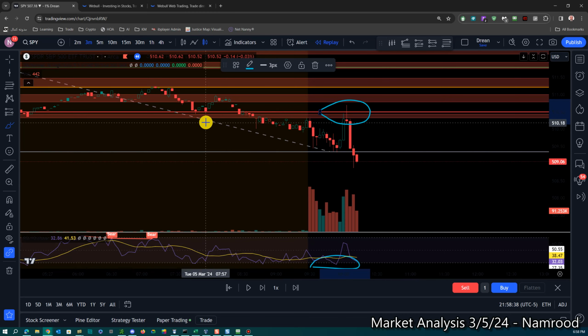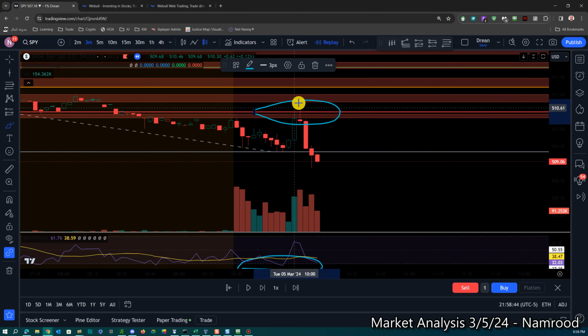The hangman? That's one good answer. Hammer or hangman? We have actually two answers. Some people are saying hanging man, or some people are saying hammer. Doji? Doji. That's a third answer.